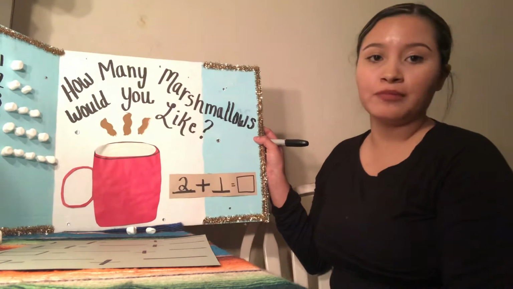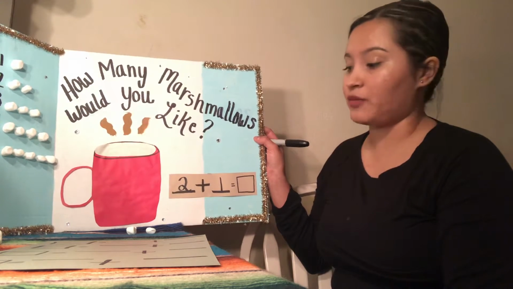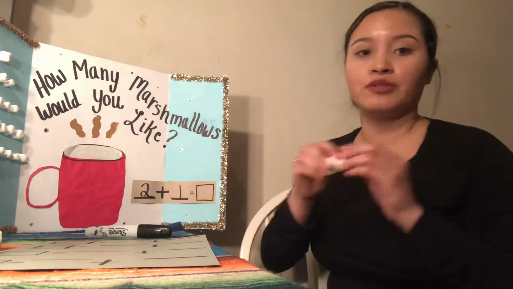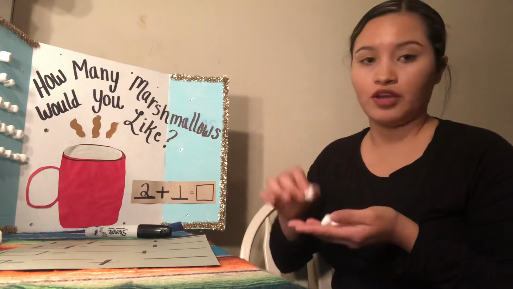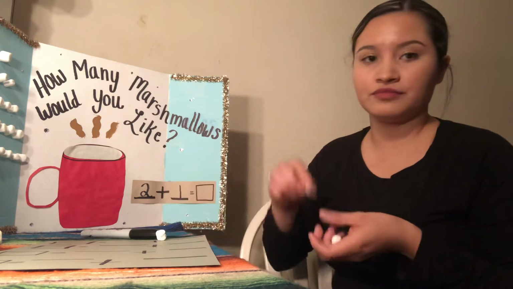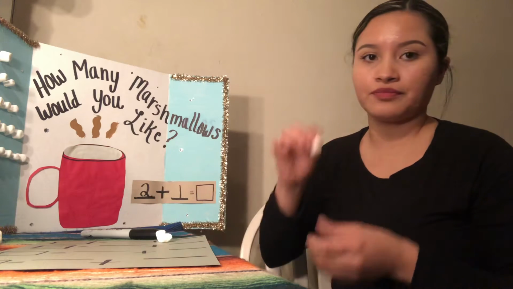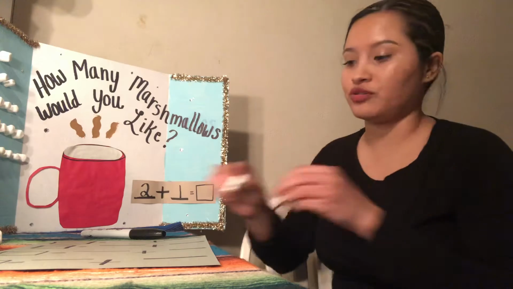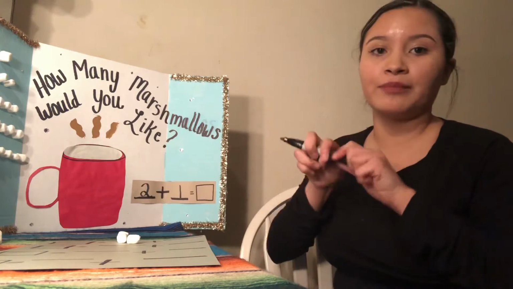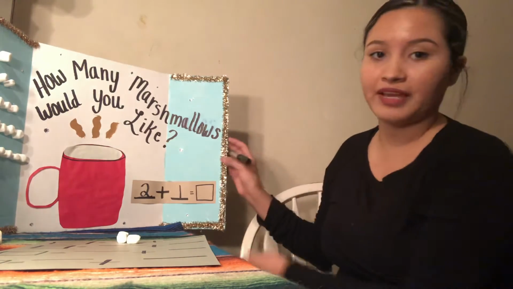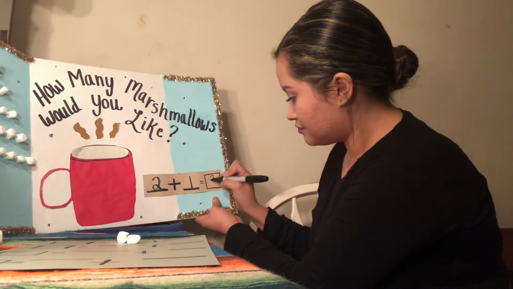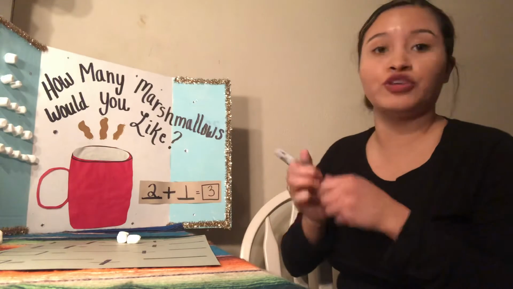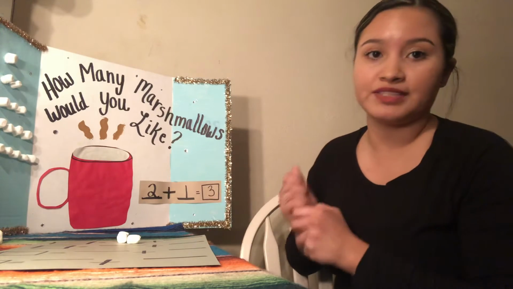In order to add numbers, we have to count all of the numbers that we have together. So before we write the answer, we're going to count how many marshmallows we're going to put in our cup. We have 1, 2, 3. So we have 3 marshmallows in total. So we are going to write the number 3 in the blank. This is just an example of what you guys are going to do once we're done doing this together.